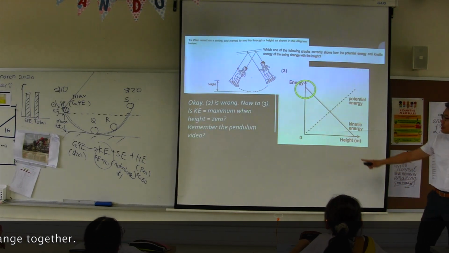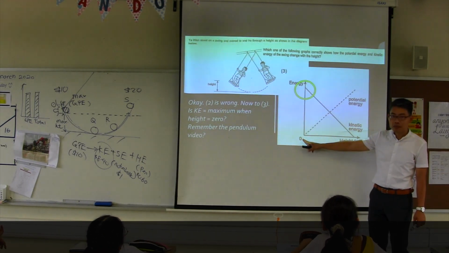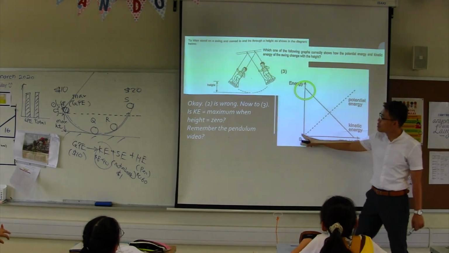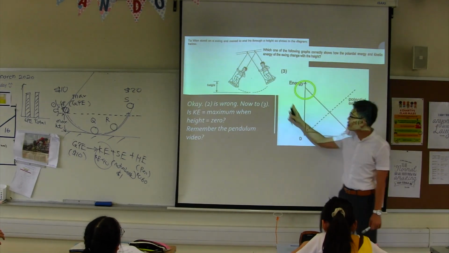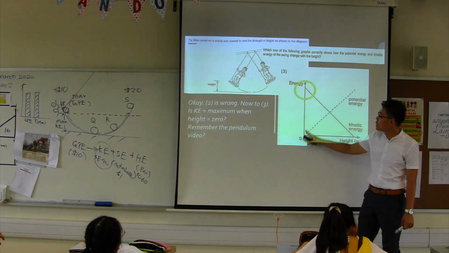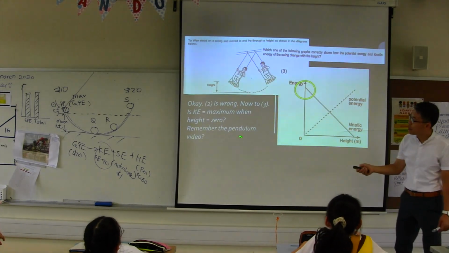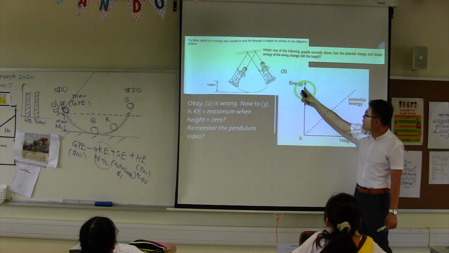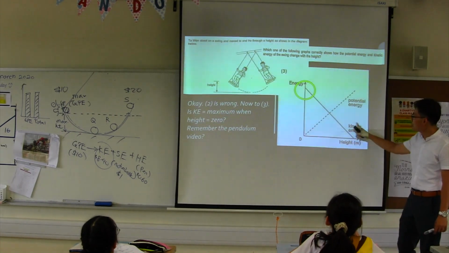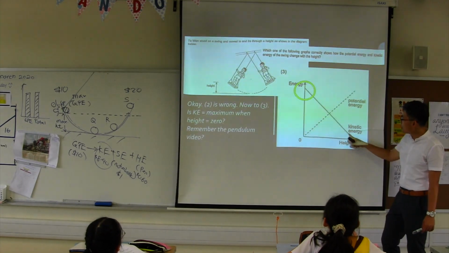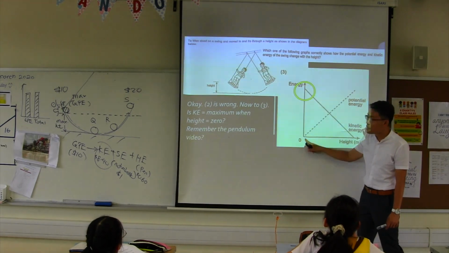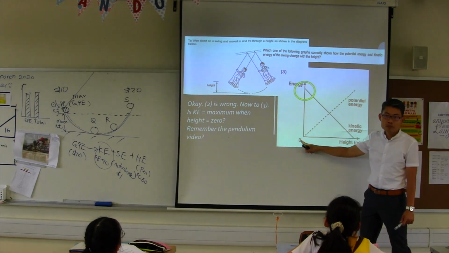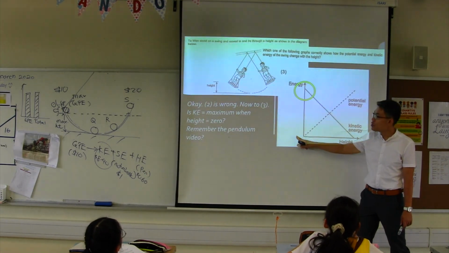3 at 0. 0 meters. 0 is here. Which energy do I look at? First, I look at the KE. Is KE the maximum? This is a KE graph. Ignore this one, okay? Is KE the maximum when it is at 0? The answer is no.